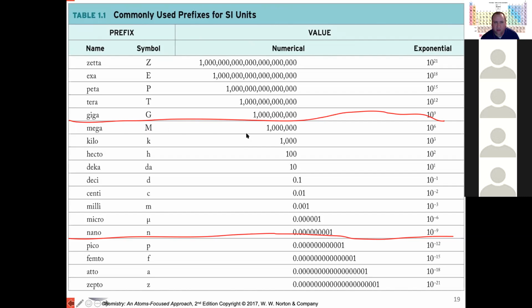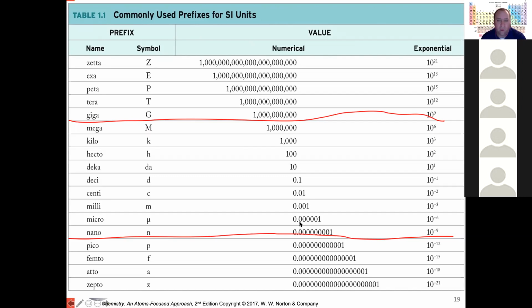Mega is 1,000,000, kilo is 1,000. Hecto and deca and deci, we really don't see a whole lot of use for. In most cases, we usually ignore them. The only time we really don't, deci gets used a little bit because a cubic decimeter is equal to 1 liter. That's really the only time we ever use that prefix. But these other ones here, centi, we talk about centimeters often, millimeters. So we're now talking about 1/100th of a meter, 1/1000th of a meter.